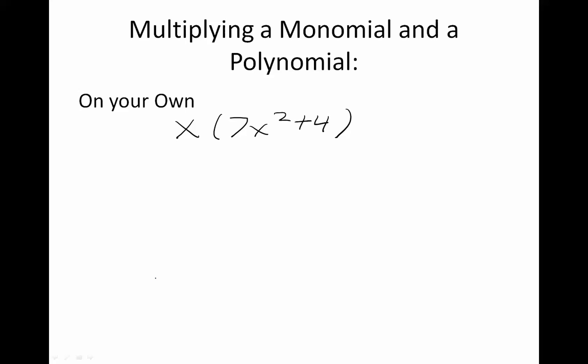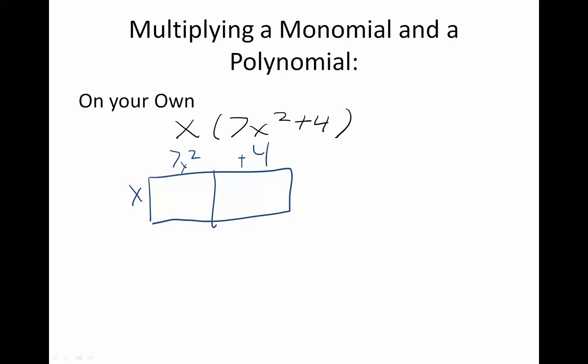So here's the problem that you had to do on your own. Let's go ahead and draw this little area model, the box of this. I wrote my x term over here, and then what I was multiplying by, 6x squared plus 4, along the top. And then I'm going to multiply these things together.